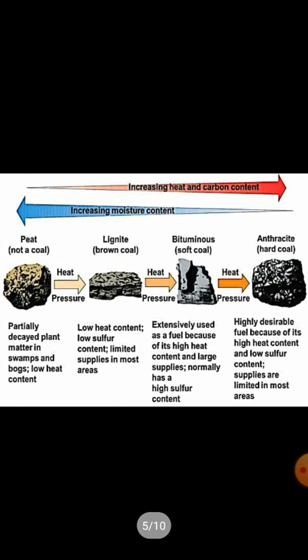Now, let us learn about the types of coal. The uppermost layer will have peat. This type of coal will have 60% carbon. In between the sediment layers, we have lignite coal. It will have 60 to 70% carbon.